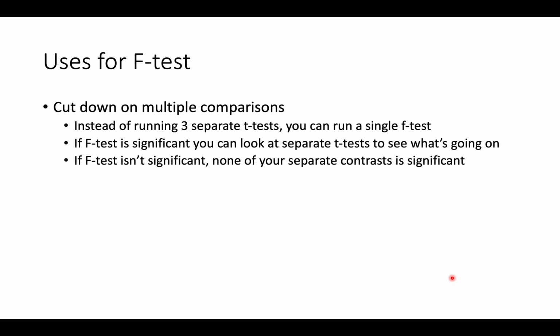Right, so for uses of F-tests, you cut down on multiple comparisons. Instead of running 3 separate t-tests, which is what I would have had to do for my level 1 versus level 2, level 1 versus level 3, level 2 versus level 3 example, I would run 1 F-test. If the F-test is significant, then I can look at those separate t-tests to figure out what's happening. But if it isn't significant, I'm done and I can move on. So I only have 1 test to report.